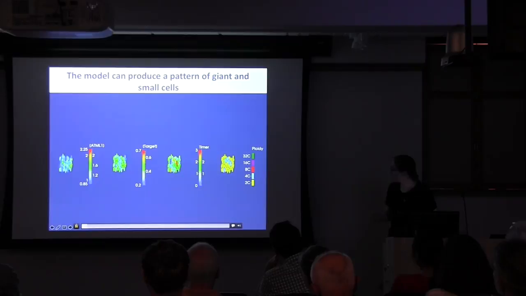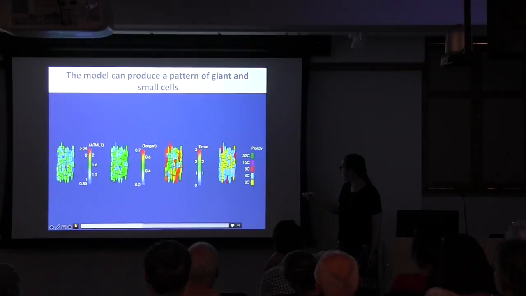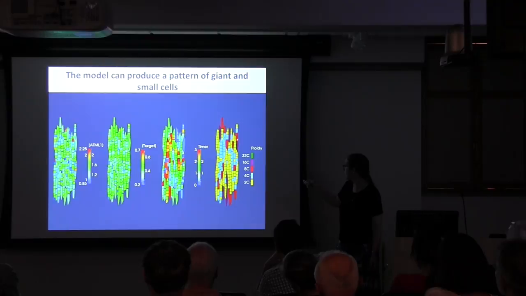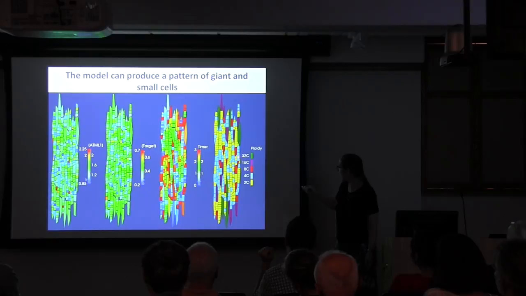And you can watch the ploidy and see that the cells are going to 4C, then they're dividing, going back to 2C, but then sometimes they decide to endoreduplicate and become red, and then those cells endoreduplicate further and become giant cells. So the model is developing a pattern of giant cells interspersed between smaller cells.